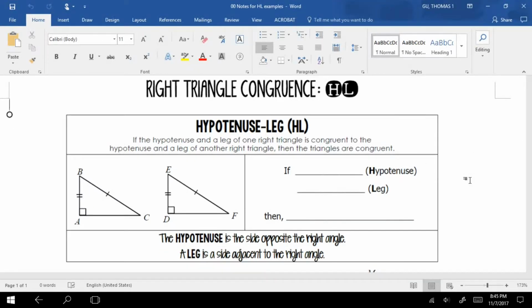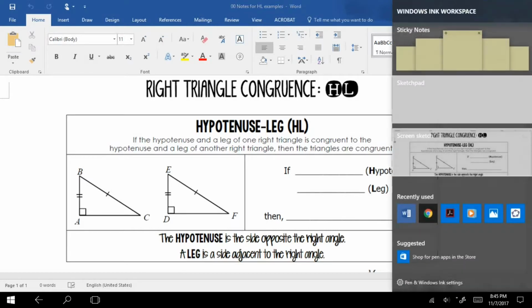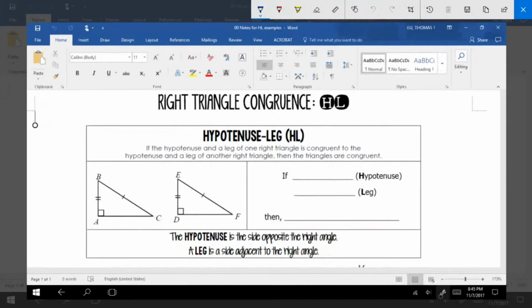Prove that two right triangles are actually congruent to each other. So this only works with right triangles. It's called the hypotenuse leg. So what do you think you're gonna be looking for? You're gonna be looking for a congruent hypotenuse and a congruent leg between two triangles. So if the hypotenuse and a leg of one triangle is congruent to the hypotenuse and a leg of another right triangle, these have to be right triangles, then the triangles are congruent. Look at the picture. These are both right triangles.